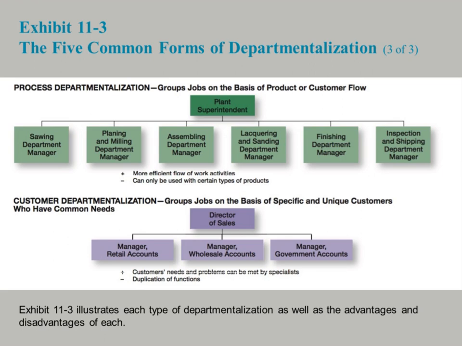And then you have customer departmentalization, and that's where we group jobs on the basis of specific and unique customers who have common needs. Okay, so you see this a lot in vehicles. So you're going to have people that sell to the regular retail department. So if you come in, you say you need to buy a car, those people know about financing for the regular consumer. They know about the vehicles for the regular consumer.